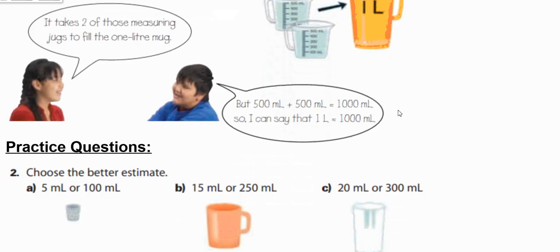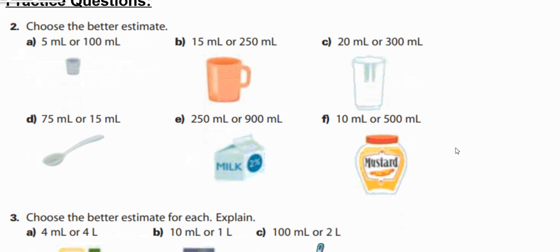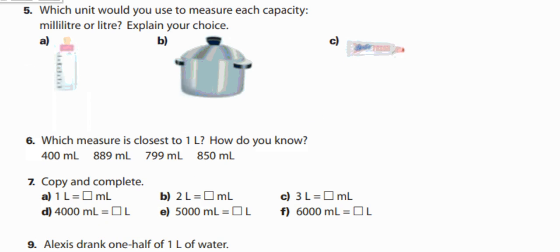So I have some practice questions here for you. The first couple are determining which you think is the better estimate for what those containers might hold. And then it's whether you should use milliliter or liter to measure each of these things. If you have a baby bottle, or I think this is toothpaste, if you have that in your home, you might go and take a look and see what they are measuring in. That might give you a little bit of help.